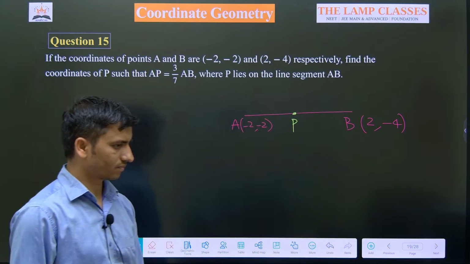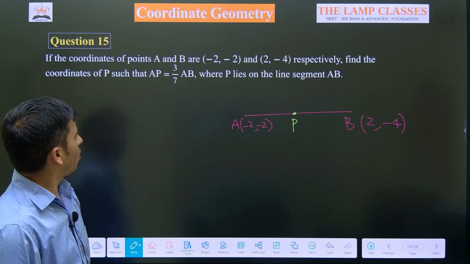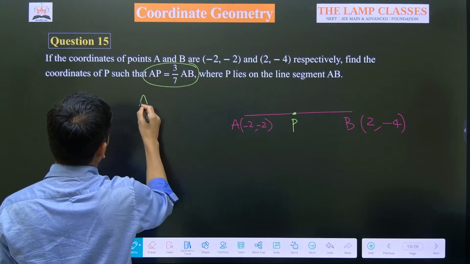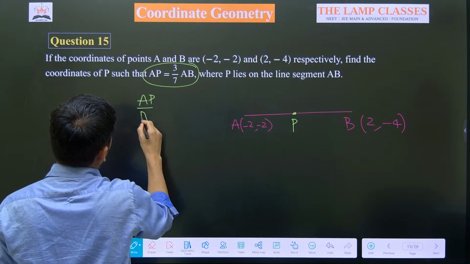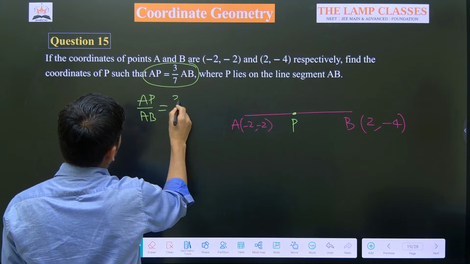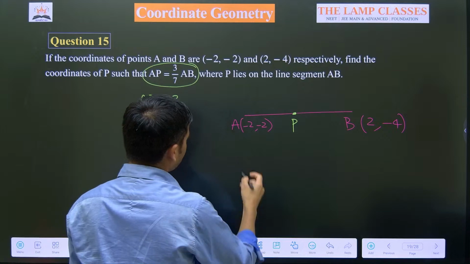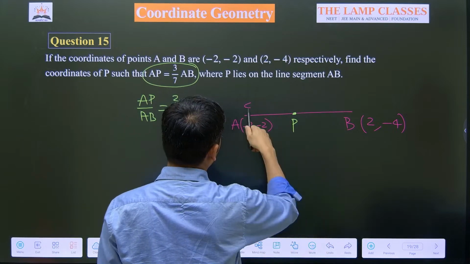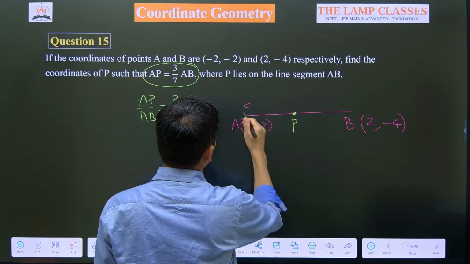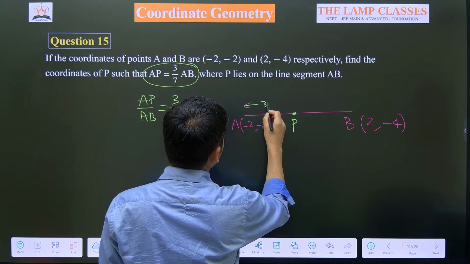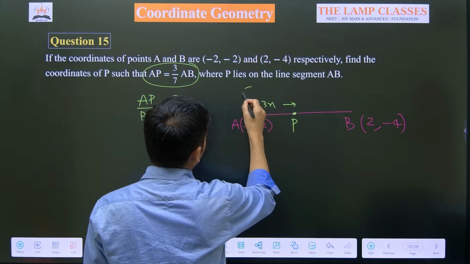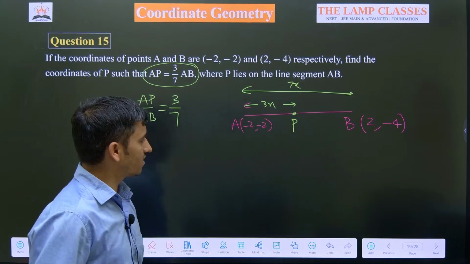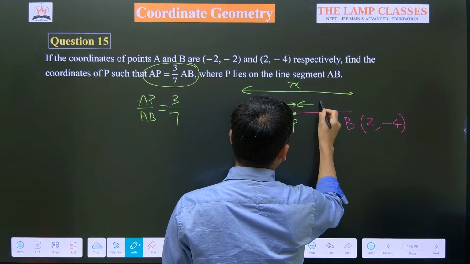Right? AP upon AB, right? So this is given na, AP upon AB is equal to 3 upon 7. That means if AP is 3x, then how much is AB? 7x, right? So if that is the case, can you guys tell me PB? Will it be 4x?